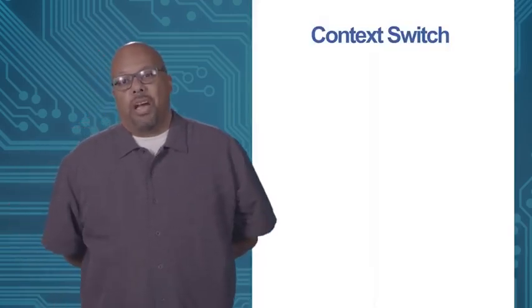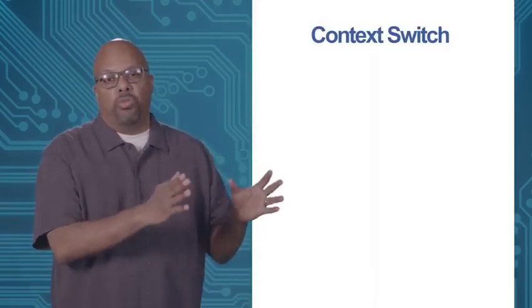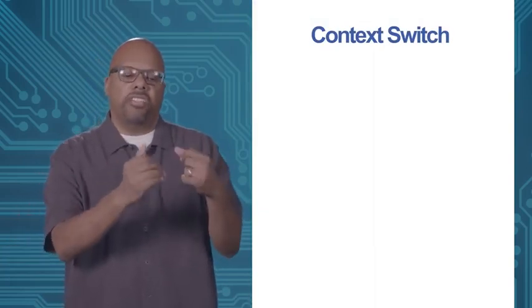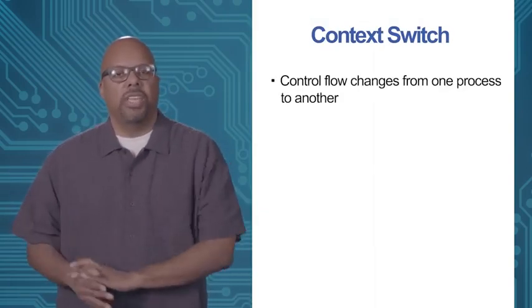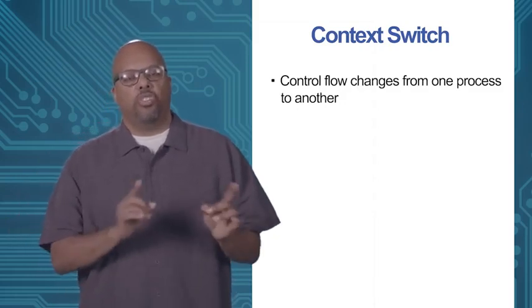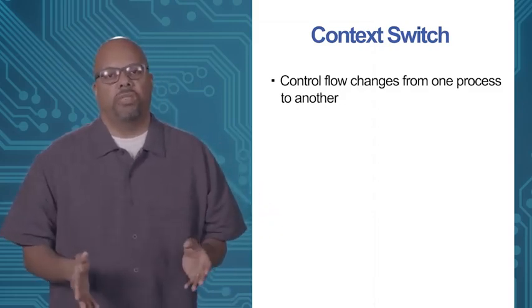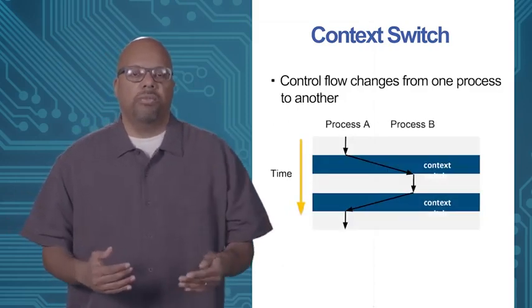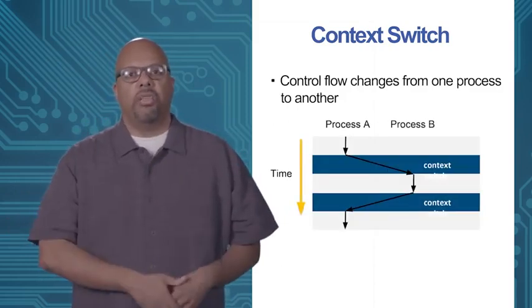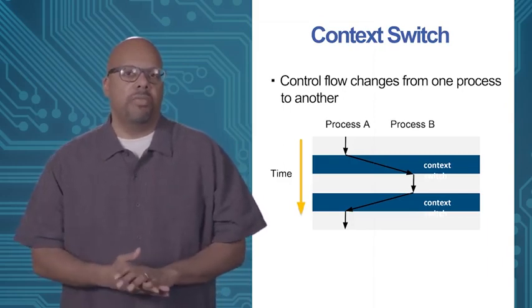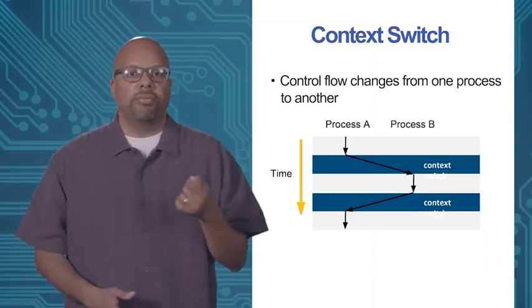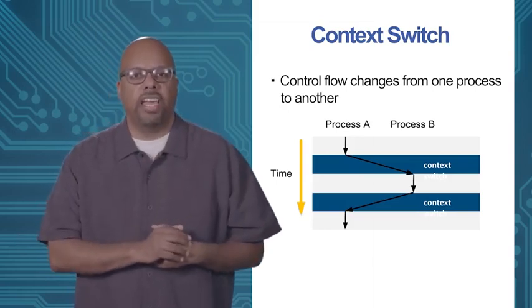Now, when the operating system moves from one process to another, when it starts a process running and then stops it and starts another process running, that act of switching is called a context switch. So what we're showing here is a little graph where time is increasing down. Process A is one column on the left, process B is another column on the right. The vertical line at the beginning under process A means process A is running.